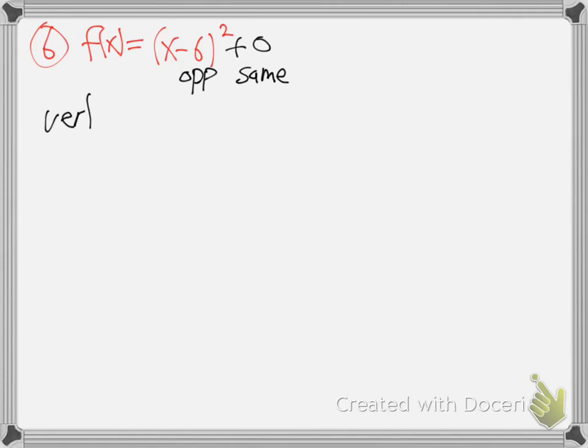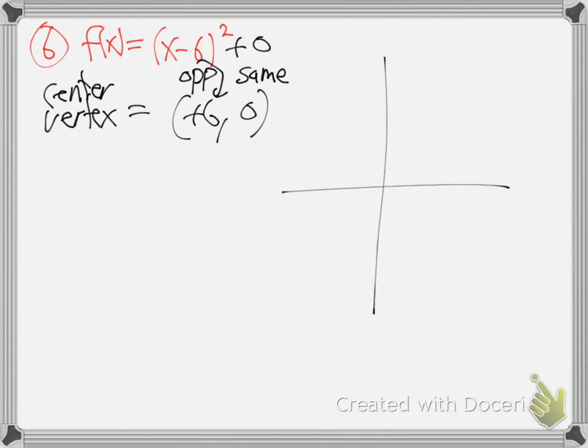So that'll tell you the vertex, which is the center of the U shape. Opposite of -6 is +6, and then the same as 0. So +6, 0. If I go to a graph, 1, 2, 3, 4, 5, 6, 0, right there, over 6 up 0, that's going to be the center of the U shape. That's the first thing they want.